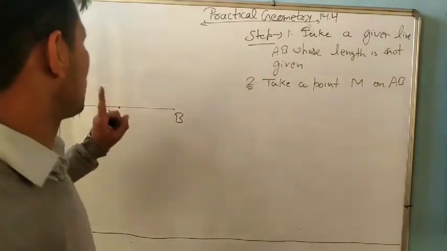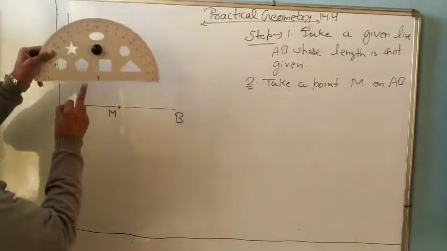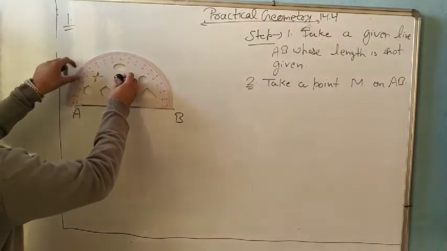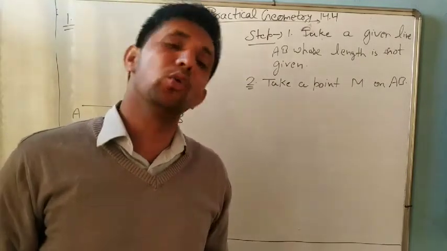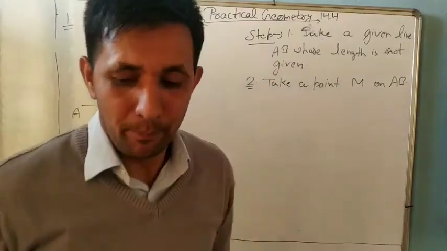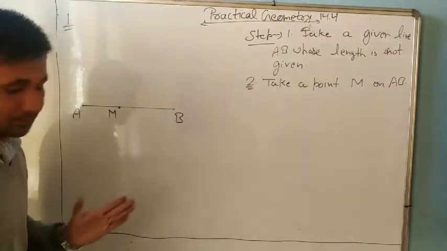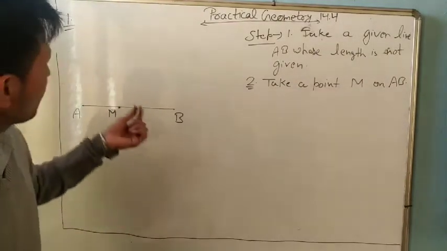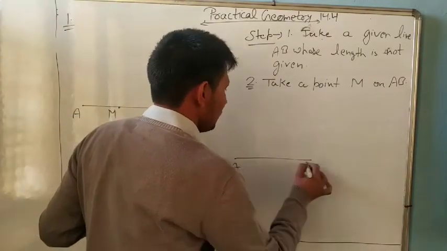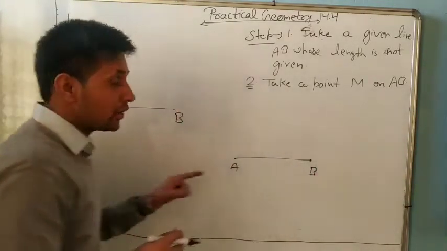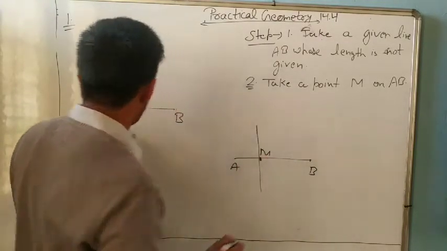Okay, but we cannot use a protractor. You will consider, sir, we will put the pointer here and it is 90 degrees and we draw the lines. But in the question it is given: using ruler and compass. We can't use a protractor. Draw a perpendicular to AB which passes through M. So it is line AB. We have to draw a perpendicular to AB which passes through M.